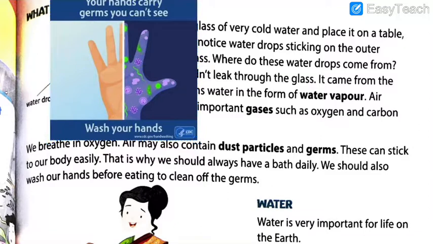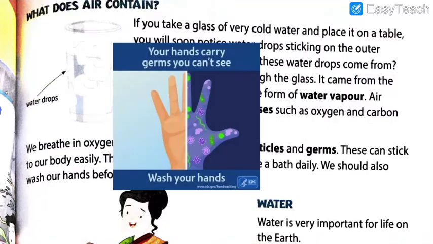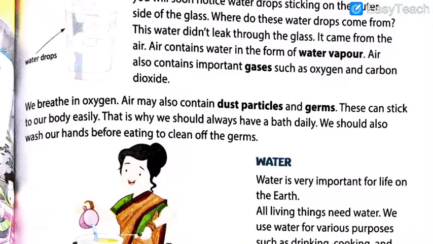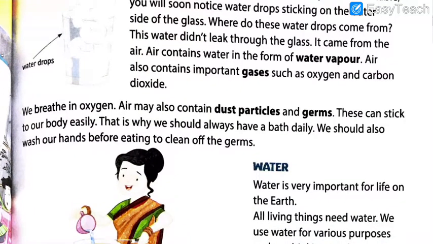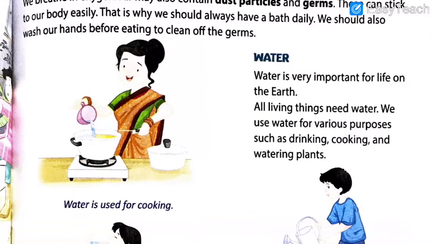Now look at the picture. Can you look at the picture here? See, on the left side you can see the hands as you can see with your eyes, but on the right side there is a microscopic image of the hand under the microscope. If you keep your hands, the germs are seen at every part of the hand. Now with this hand you are going to eat the food, then you are inviting various diseases for yourself.